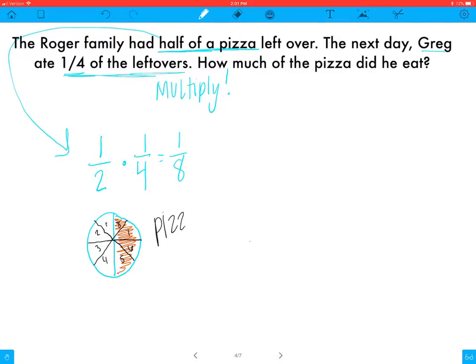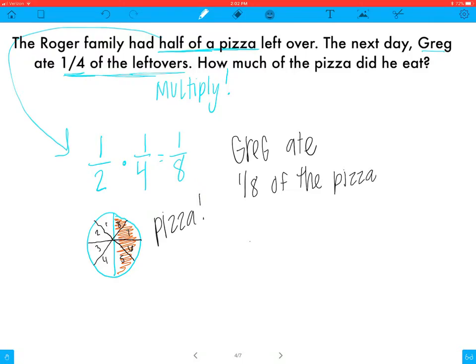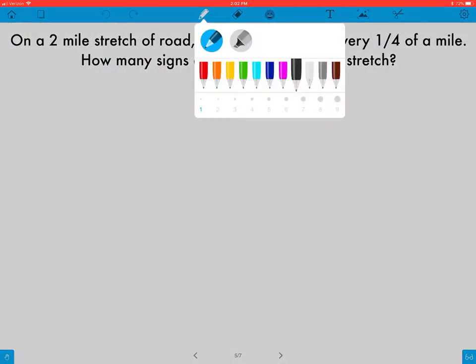So when I write this, I would write Greg ate 1/8 of the pizza. So that's how I would write that. And you could see just one little corner of that pizza, the one labeled 8, that would be that 1/4 of that 1/2. That's really what I was looking for. To add or subtract wouldn't make sense either.